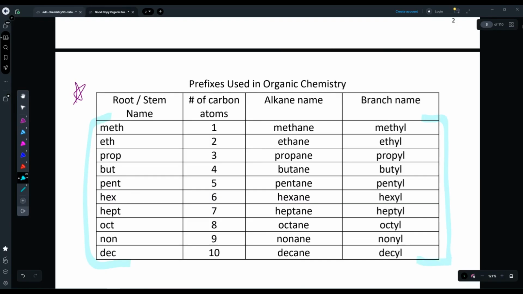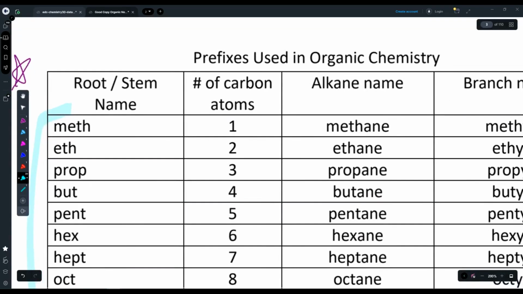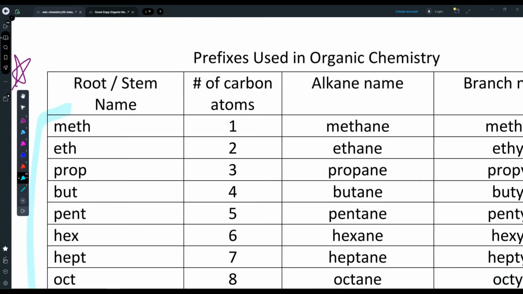Because you're going to need to know this entire table. Okay, so the stem name meth means that you have 1 atom of carbon. So if we were talking about an alkane, which we're just about to get into, and we wanted to say that this compound only has 1 carbon in it, we would call it methane. Eth means that you have 2 carbons in that part of the compound, so if we're naming an alkane, we would call it ethane.